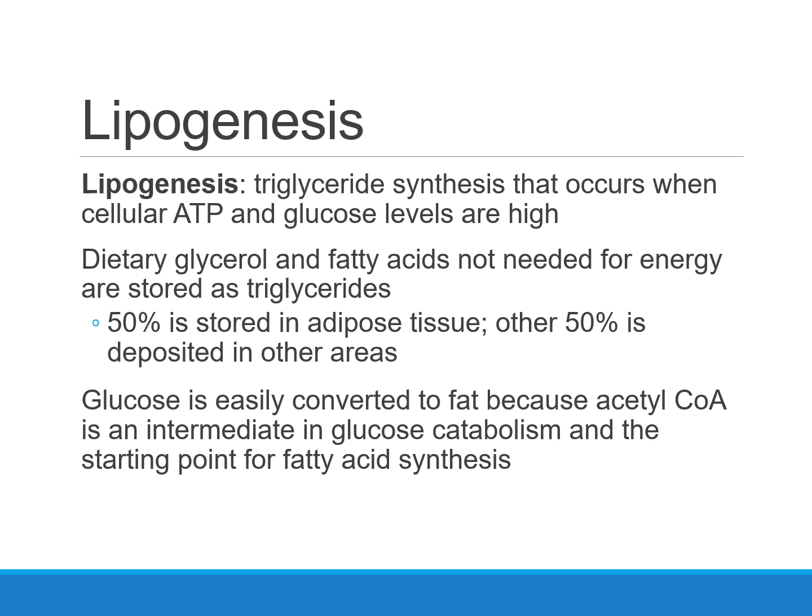Glucose is easily converted to fat because the acetyl-CoA is an intermediate in glucose catabolism, and it is the starting point for fatty acid synthesis. So it's really easy for our body to take that excess glucose and make it right into fat so we can store it for later.